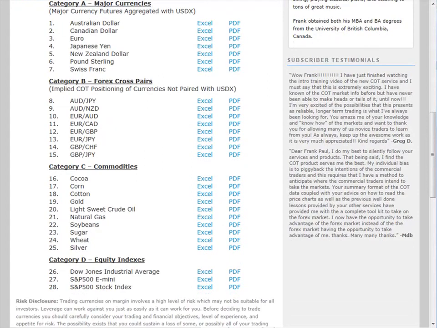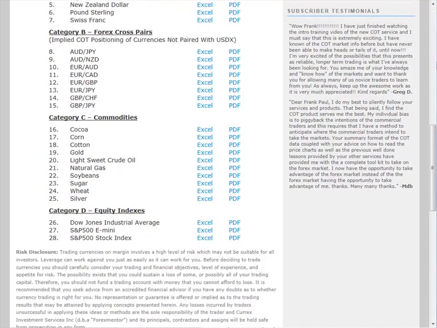In Category B, we have a total of 8 cross pairs: Aussie yen, Aussie Kiwi, Euro Aussie, Euro Canadian, Euro Pound, Euro Yen, Pound Swiss, Pound Yen. That comprises most of the popular forex cross pairs. There are others, but we can't cover everything, so that gives you a fairly representative cross-section. So a total of 15 different currencies.